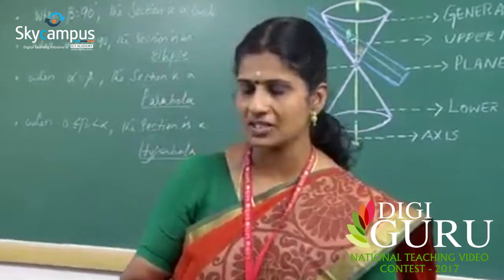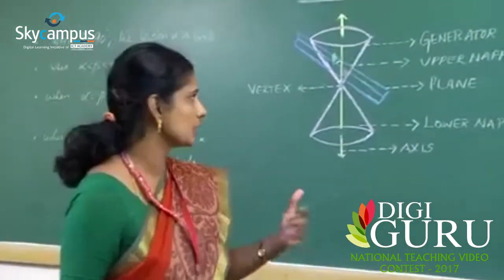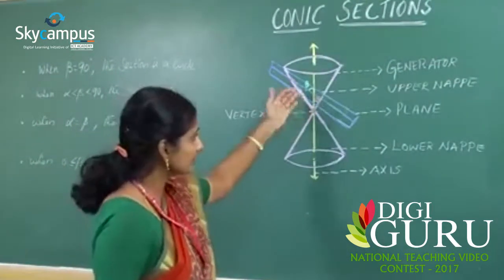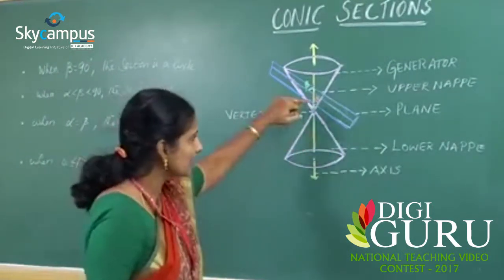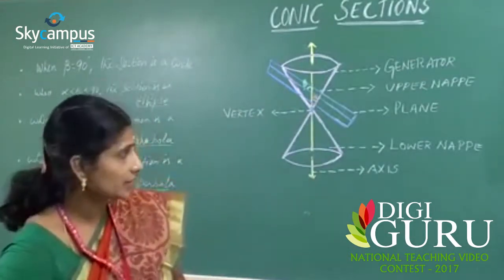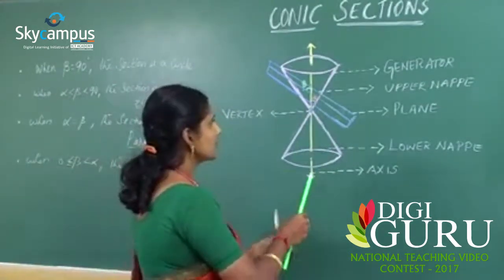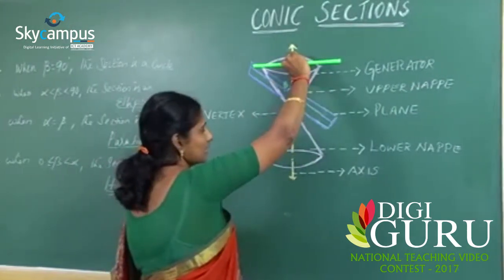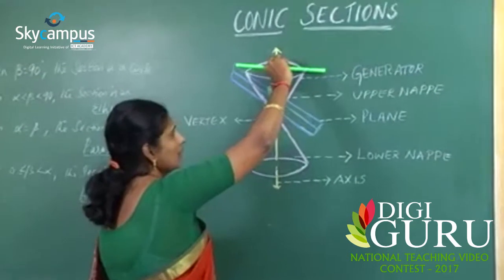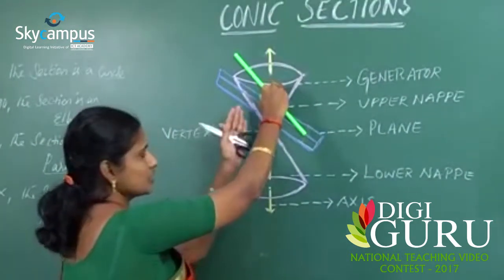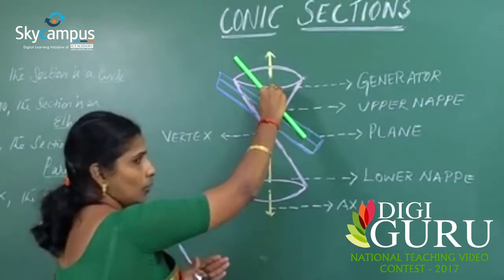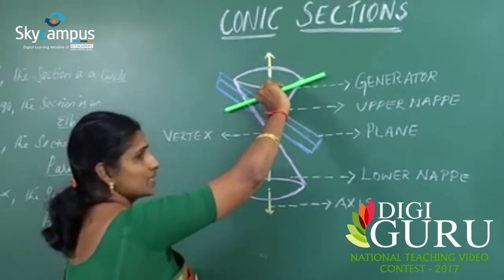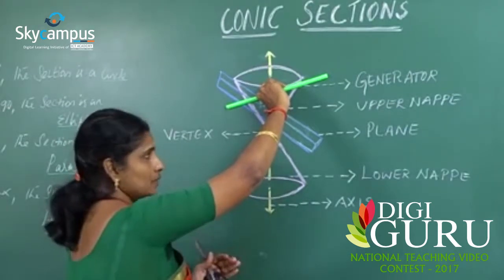Now coming to the final section. What about the final chance to change beta? When I take the angle beta greater than or equal to 0 but less than alpha. How is it possible to get that? When I take exactly 90, I get a circle. When I take it parallel to the generator, I get the parabola. When I change the angle to greater than alpha but less than 90, I get the ellipse.